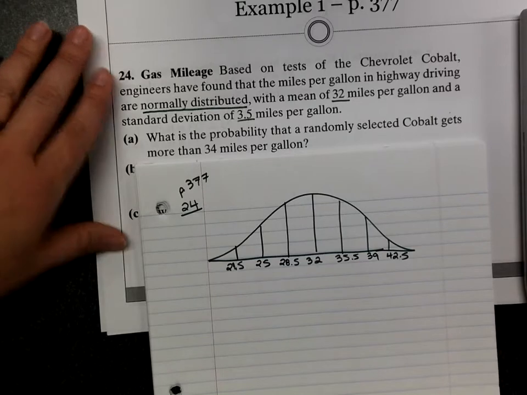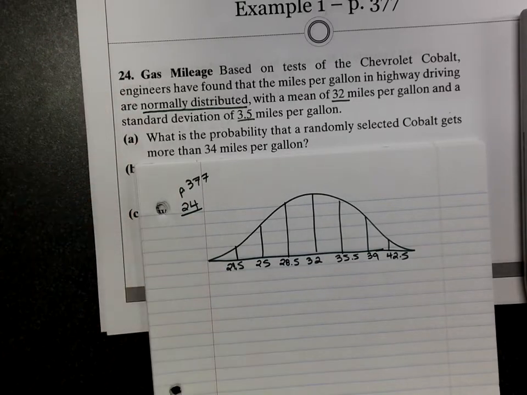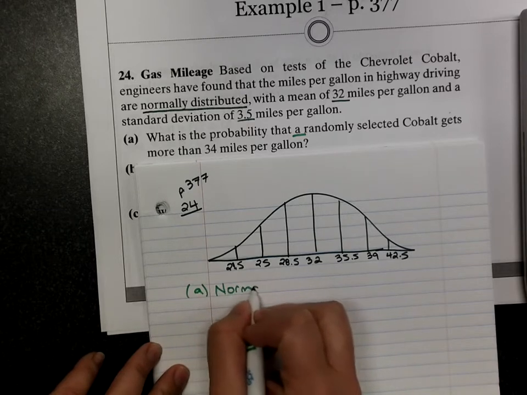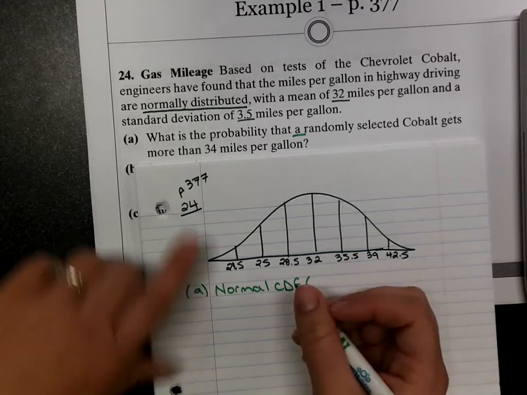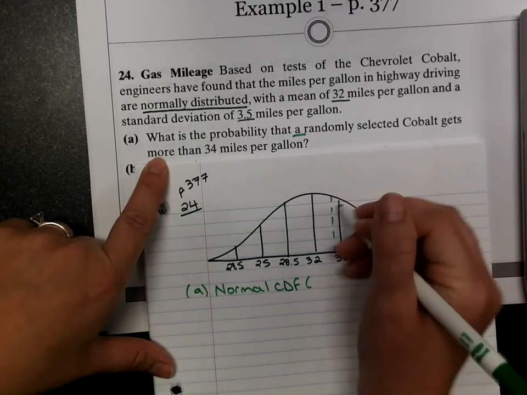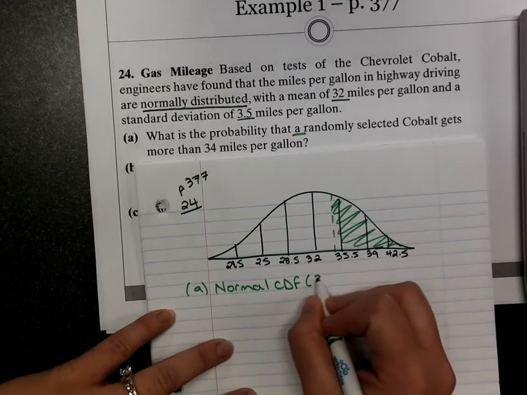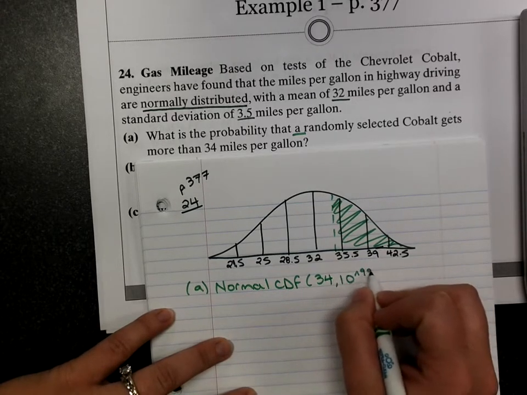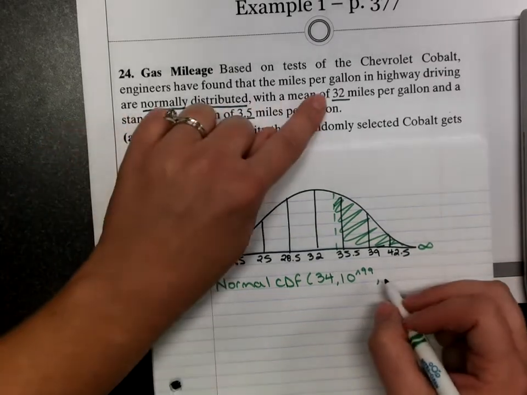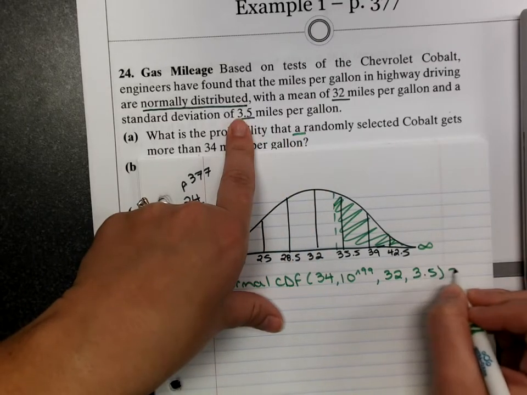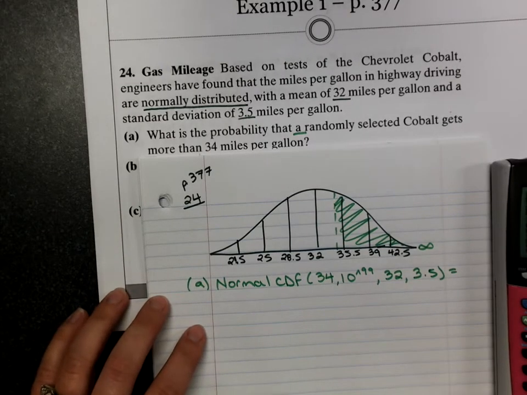It says, what is the probability that a randomly selected Cobalt gets more than 34 miles per gallon? So this question sounds exactly like the questions in Chapter 7. We're just worried about one car, a randomly selected Cobalt. So for part A, we're going to do a normal CDF. We want more than 34, so that's the portion of the curve we're looking at. That means our lower bound is 34. Our upper bound is positive infinity. Our mean is 32, and our standard deviation, because it's just one car, is just 3.5. And we can run that, normal CDF, just like we did in Chapter 7.